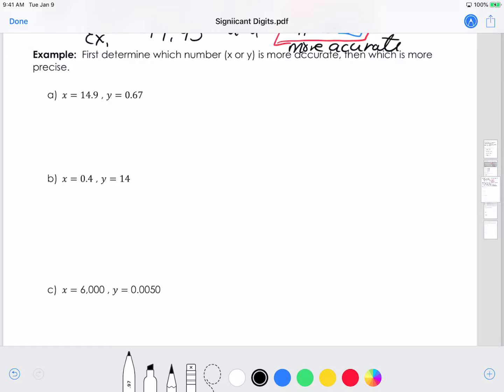So in these examples down here, we're going to list which one is more accurate and which one is more precise. We're going to first list which one is more accurate and then the one that's more precise. So we're going to do that for each one.